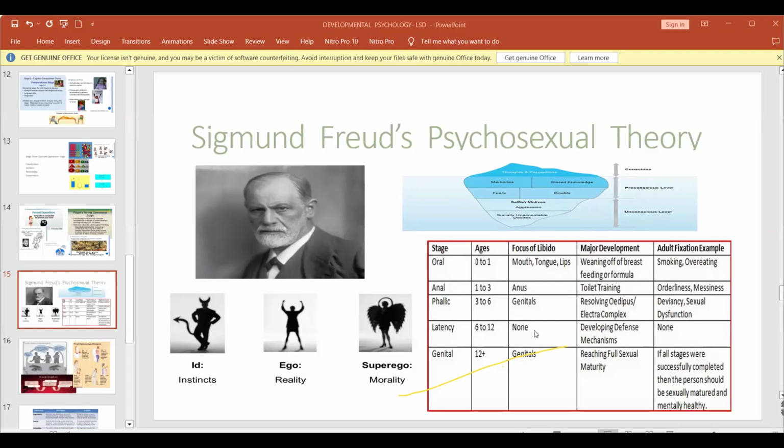So the first 3 stages of psychosexual development are very, very important for a balanced personality in adult life. That is it. Are you okay?